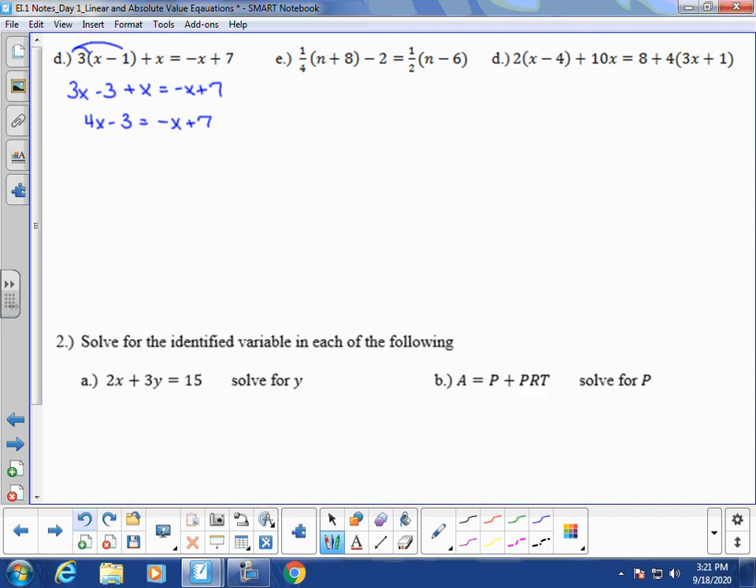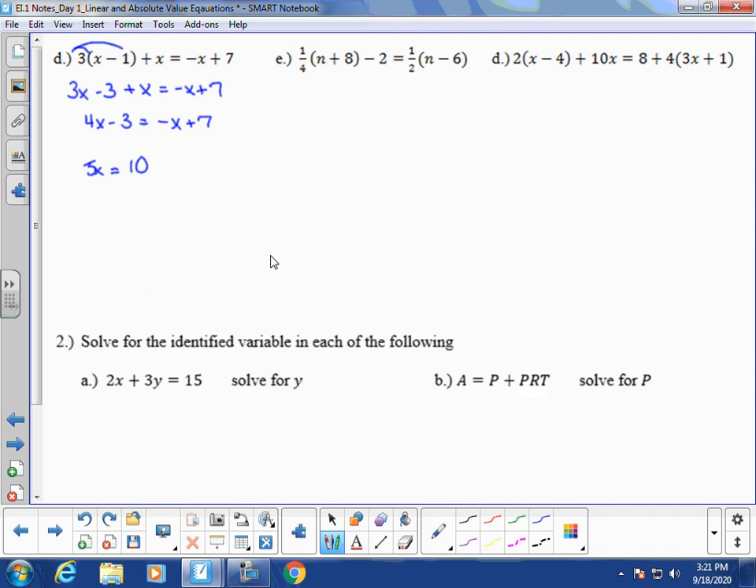And now I can go back to step number 2, where we work to get the constants away from the variables. So I'm not actually going to write out the step, but I'm going to add x to both sides. So that would give me 4x plus x is 5x. I'm going to add 3 to both sides. So that would give me 7 plus 3 is 10. You can write that step out if you need to, but you don't necessarily have to. Now I've got the x, the variable, away from the constant.